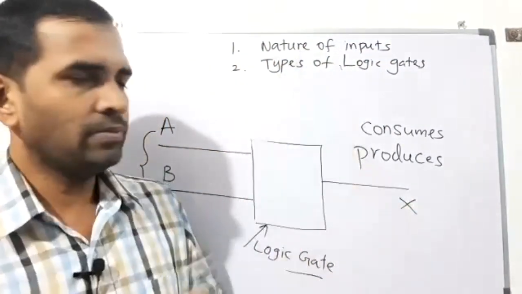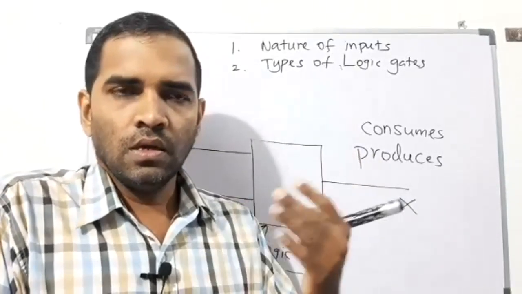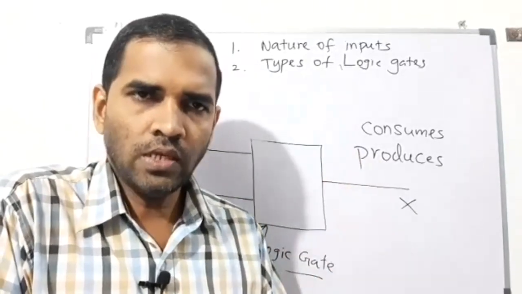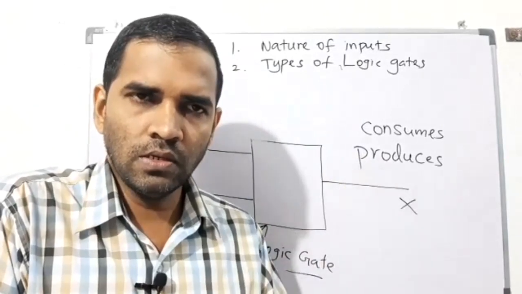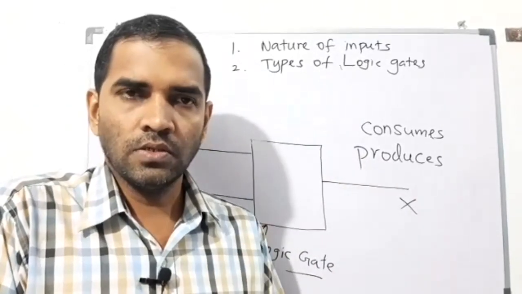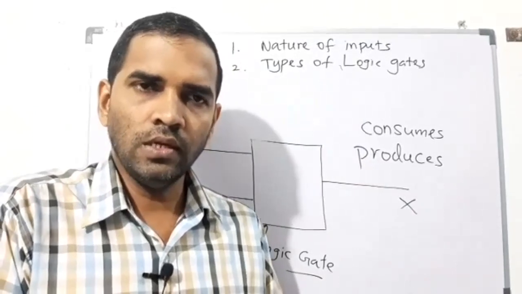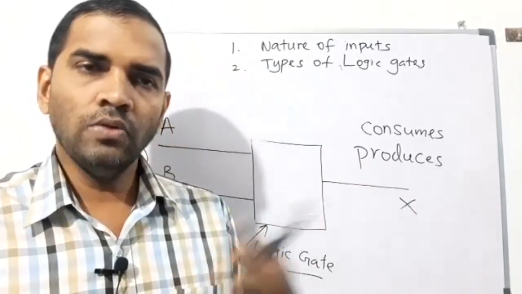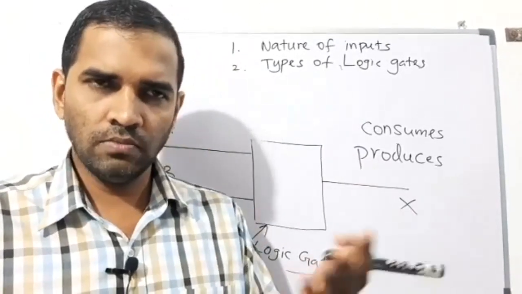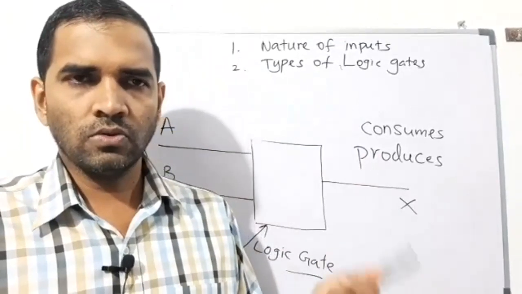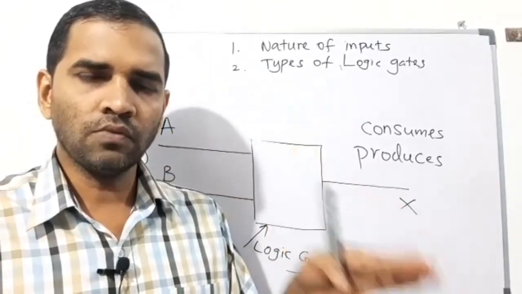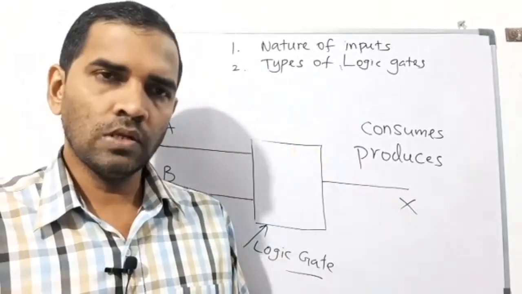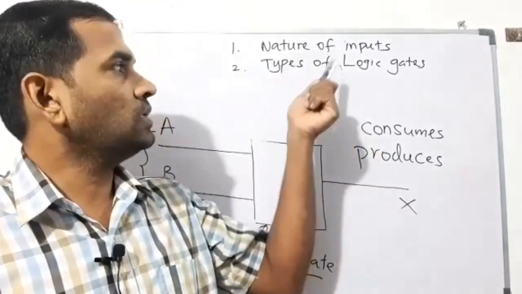First one, the nature of inputs. Nature of inputs means the state of the input, whether it is 0 or 1, right? That's the nature. Because as I told you earlier, not all the time do all the inputs have electricity. Sometimes they have, sometimes they do not have. So depending on the state of the input, the output will be decided, right? That's the meaning of nature.